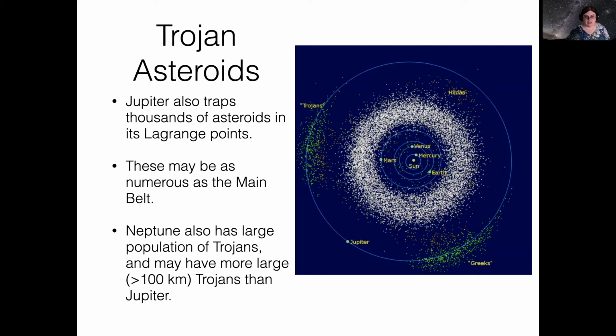Neptune also has a lot of Trojans, which makes sense. It's another big planet near an asteroid belt. The other planets have few to none. Earth does have one. It has a temporary name. Mars has a few, and any others have few to none.